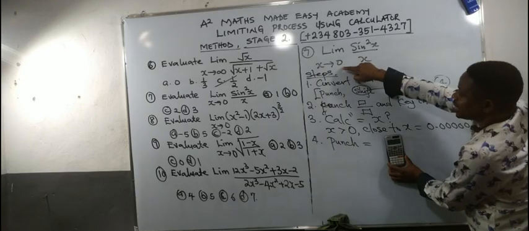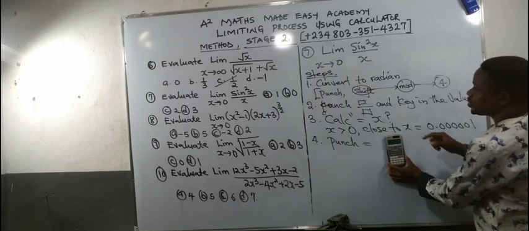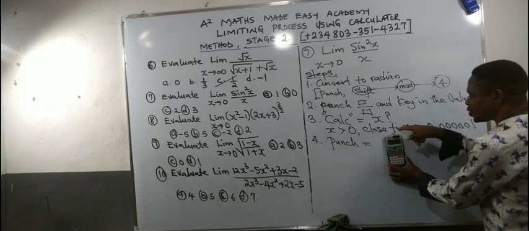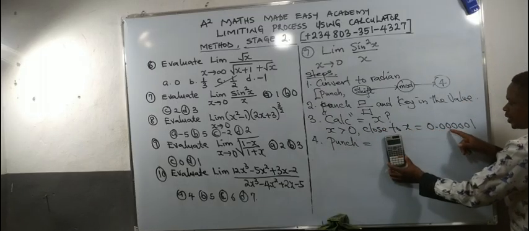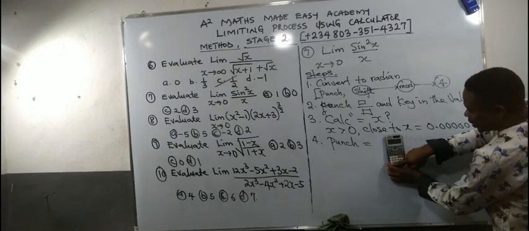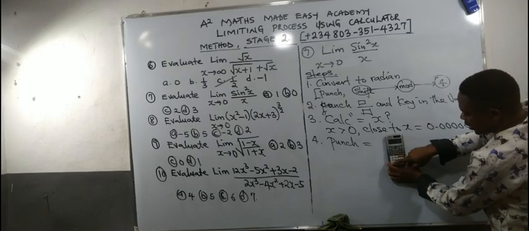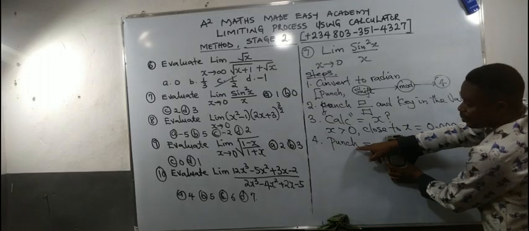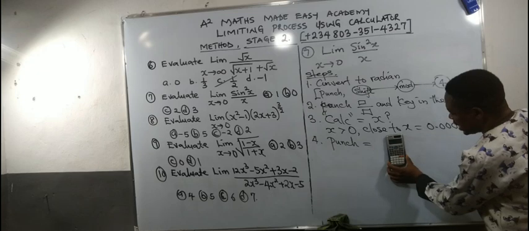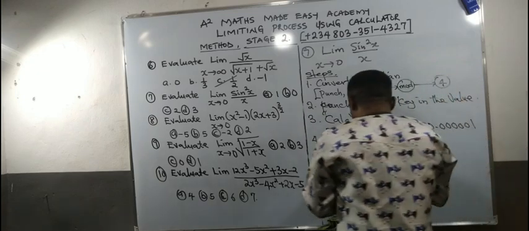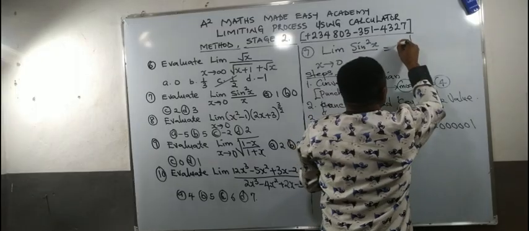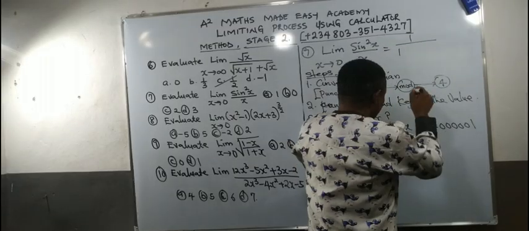Now, what does X tend to? X tends to 0. Now check a number that is greater than 0 that is close to 0, and that number is 0.000001. So what do I do? Punch 0.000001. Are you there? Then finally, punch equal to. The answer will appear. Now the answer there is 1 over 1000.